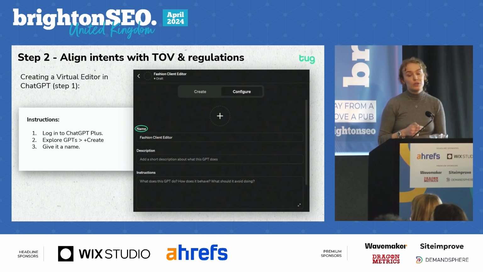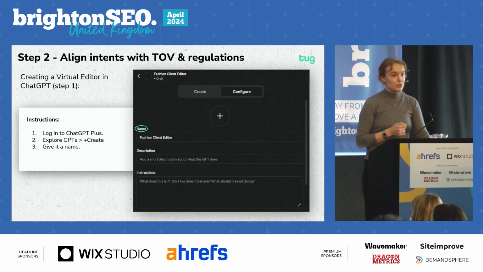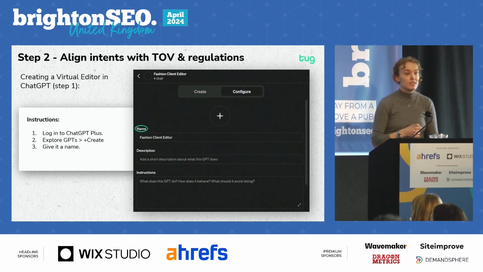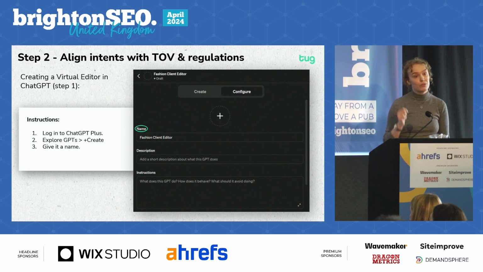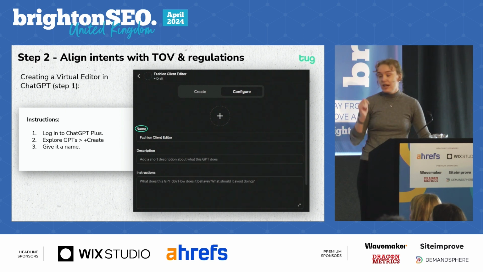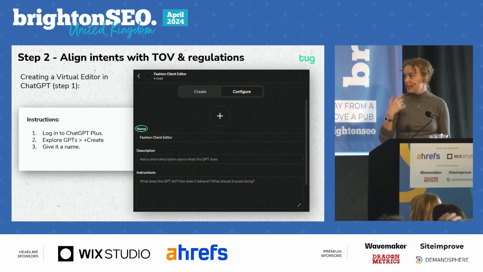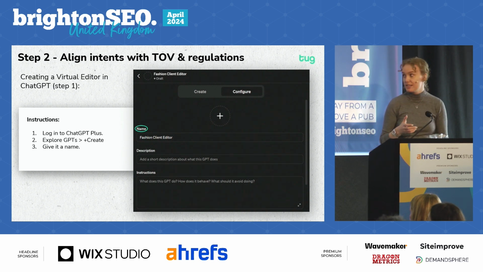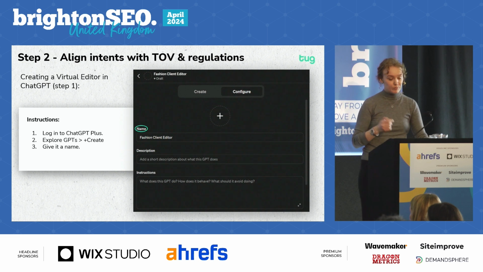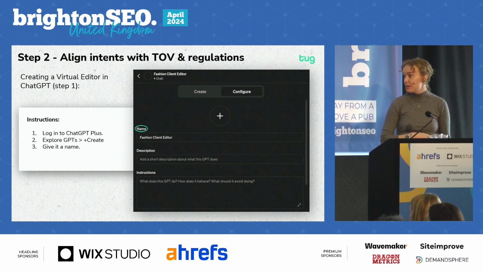For this, you will need ChatGPT Plus. Once you're logged in, go to the Explore GPT section in the left-hand column, then click on the plus create button in the top right-hand corner, and it'll take you to the edit section for your new custom GPT. It's here we'll be feeding it all the information and instructions that you'll need to build up your virtual tone of voice editor as a custom GPT. I'll take you through the process step by step now.